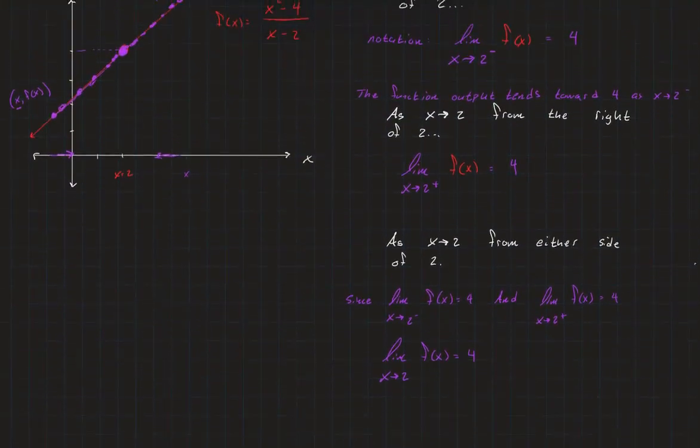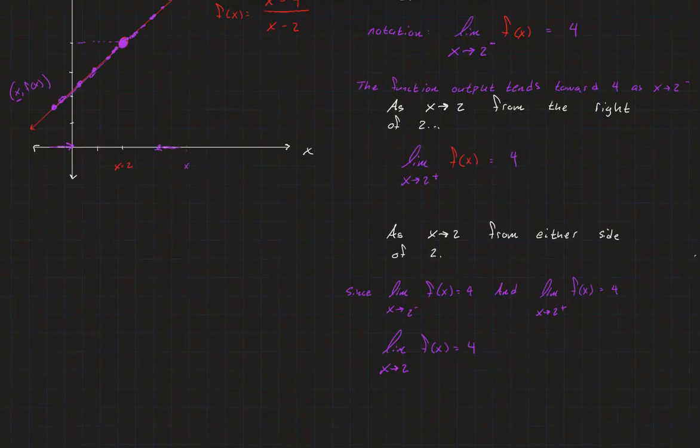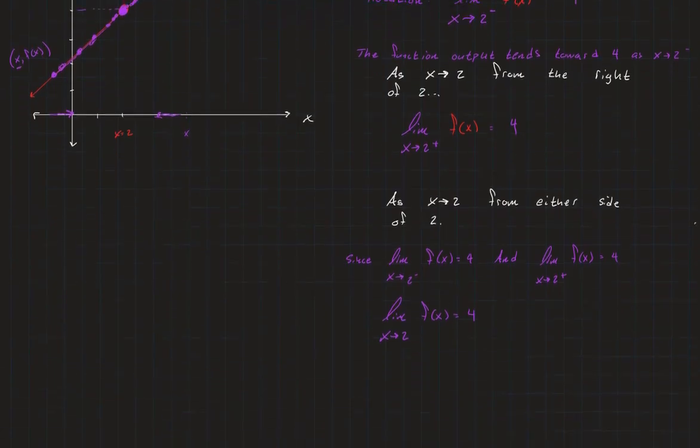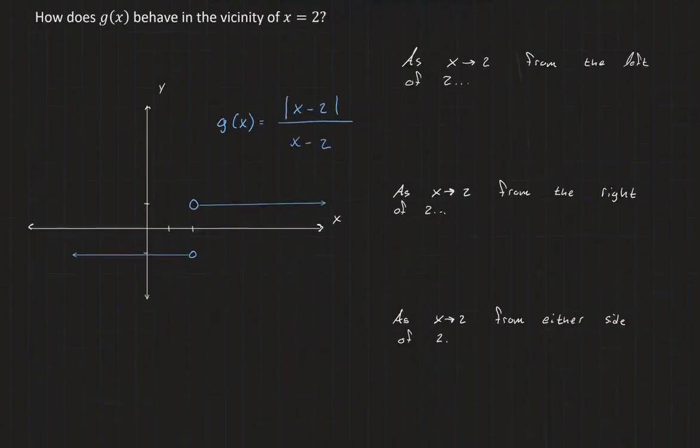Okay, we can only say this if the left-handed limit and the right-handed limit agree. For this function, the overall limit exists, like I said, because these two values are equal to each other. Let's try it again.